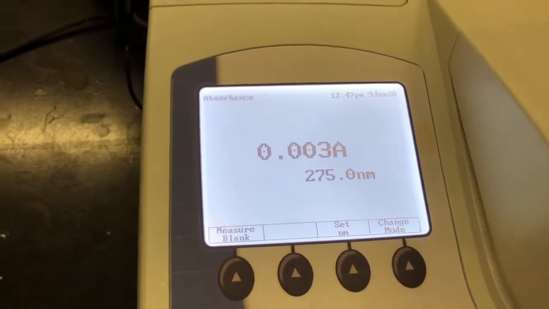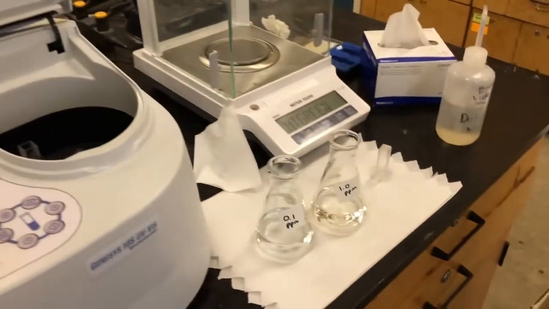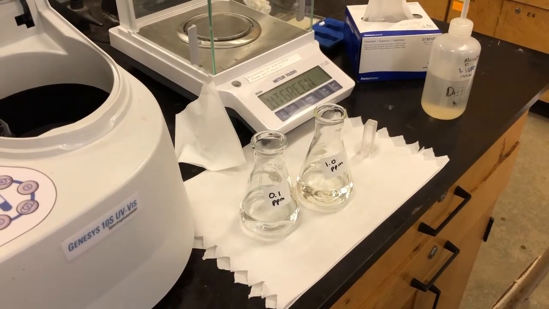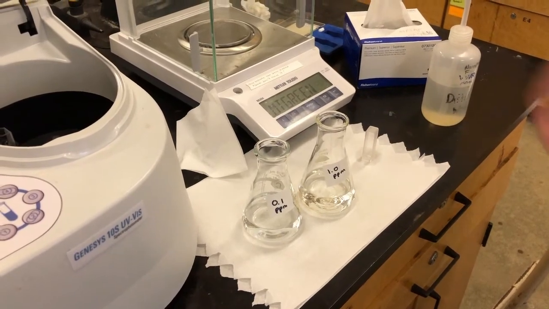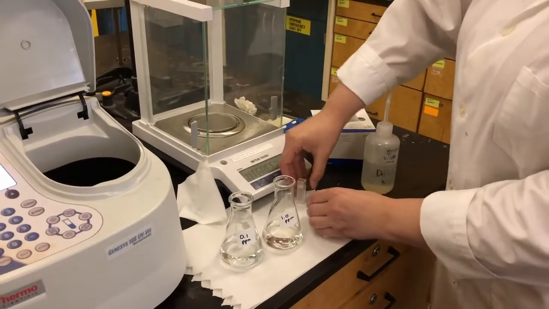If you look at these samples, you can see that they look fairly clear, right? So these are just water samples. So we don't expect to see a high value for the absorbance at 275, but we want to check them anyway, so that's why we do that. So that's our 0.1. So we'll do the same thing for our 1.0.